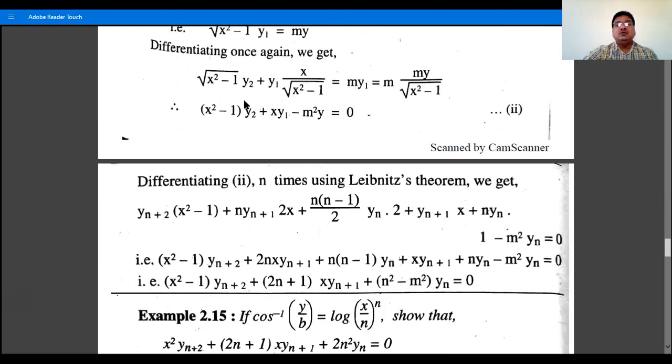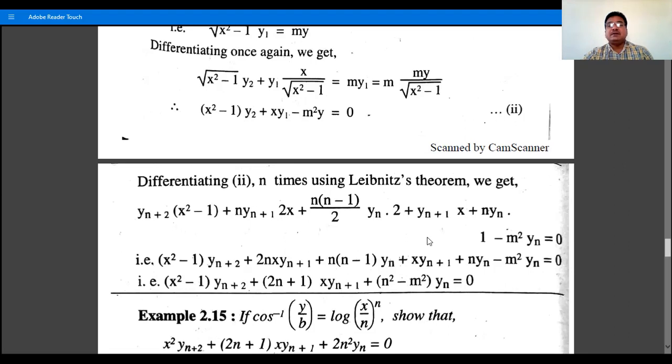nC0 is 1, u_n, the nth order derivative of y2, is y_(n+2), times (x square minus 1) v, as it is, plus nC1, whose value is n, times the (n minus 1)th order derivative of y2, which is y_(n+1), times 2x, the derivative of x square minus 1, v1, plus nC2, whose value is n(n minus 1) by 2 factorial, times u_(n-2), which is y_n, into the second order derivative of x square minus 1, v2, as 2, and the remaining terms are 0.